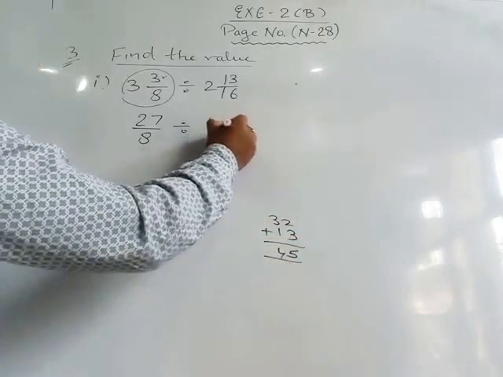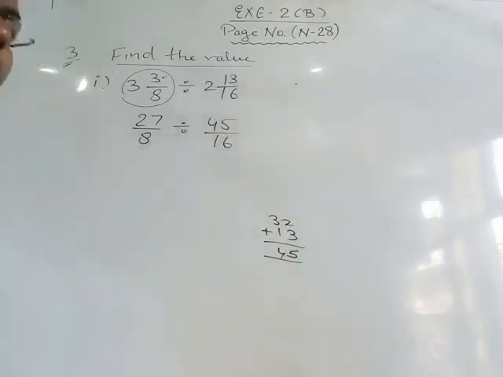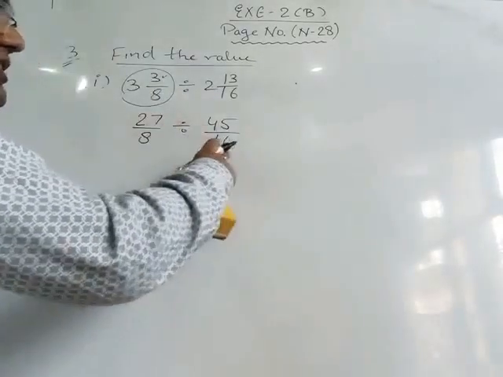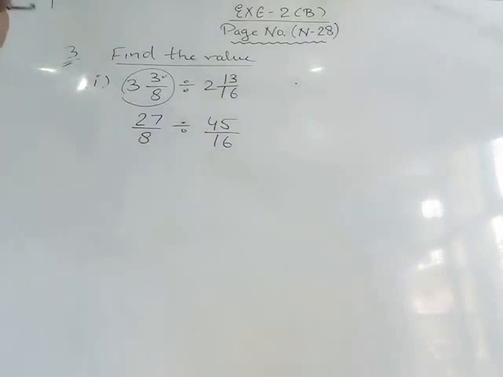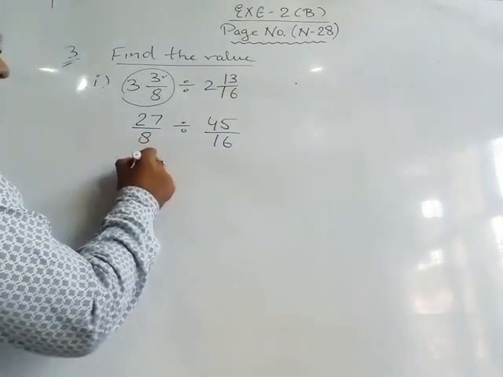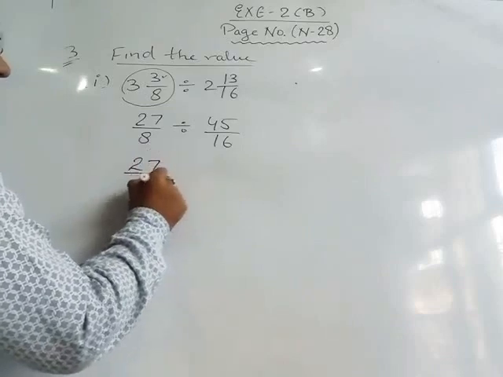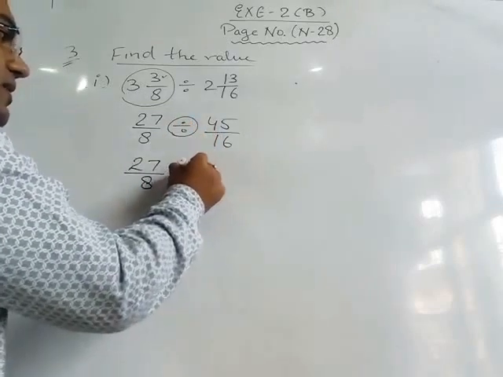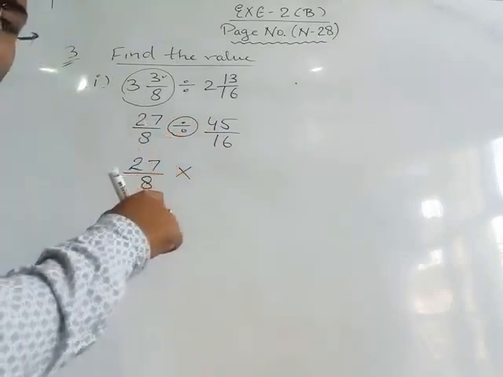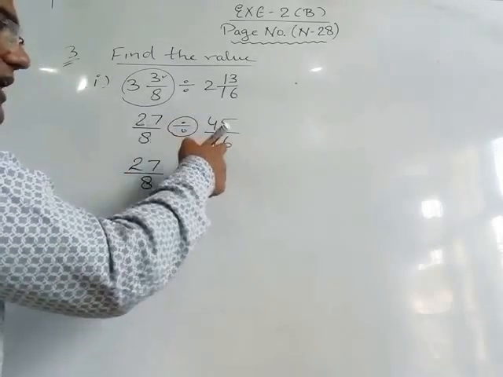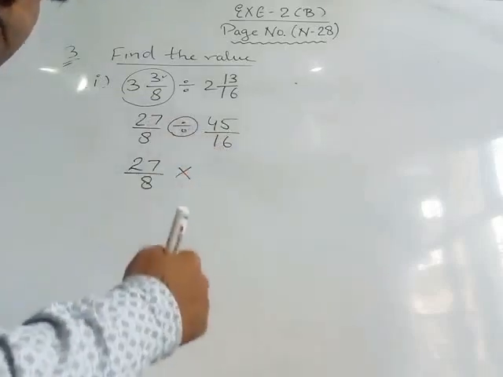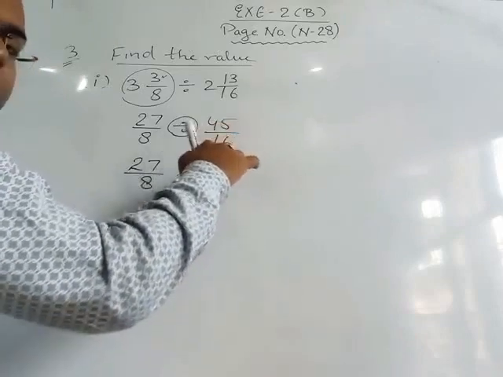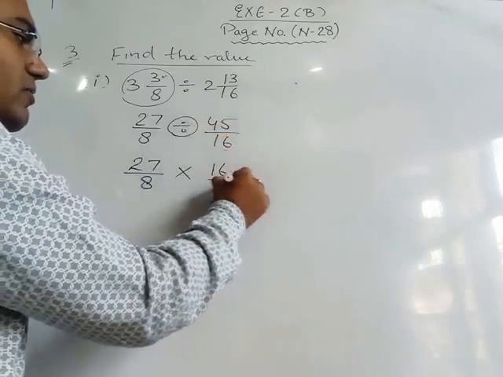Now in the next step what will you do? Here in between these two fractions, the divide sign is coming. So whenever the divide sign is there, what you have to do? The first fraction we have to write as it is. This divide sign we will convert into multiply. After converting this divide into multiply, the next fraction which is on the right side, for that fraction we have to do the reciprocal. So numerator and denominator we will change. 45 upon 16 is given. Here we will take 16 upon 45.